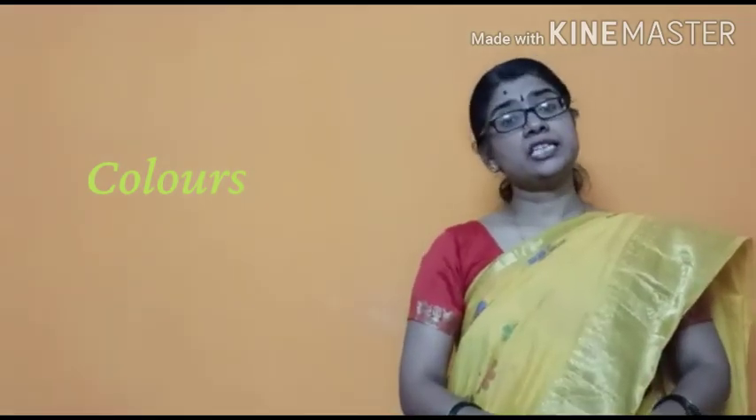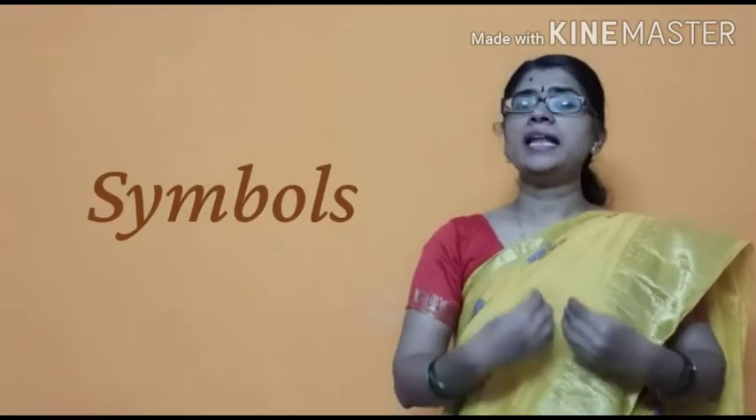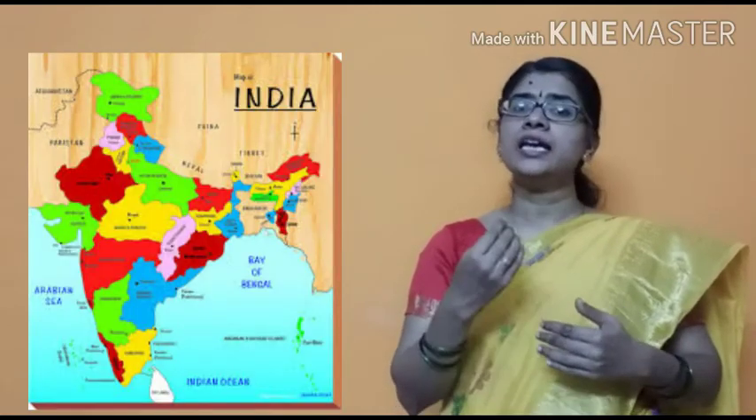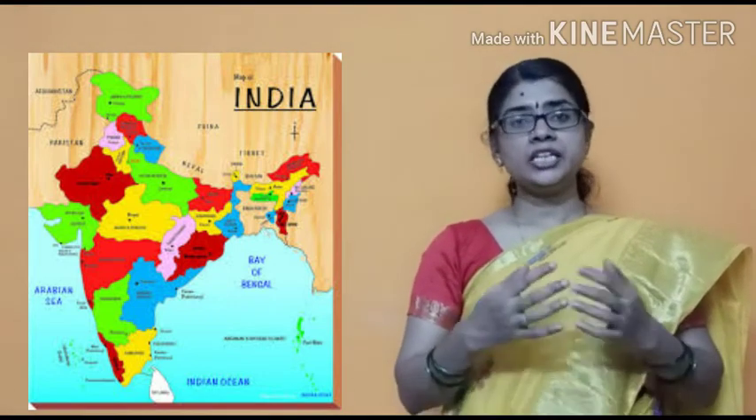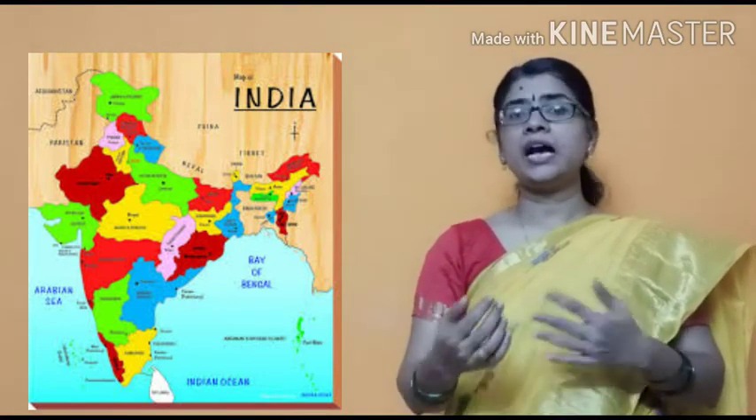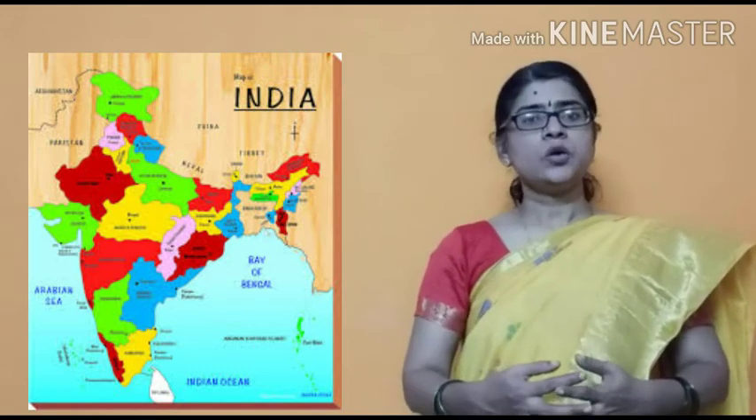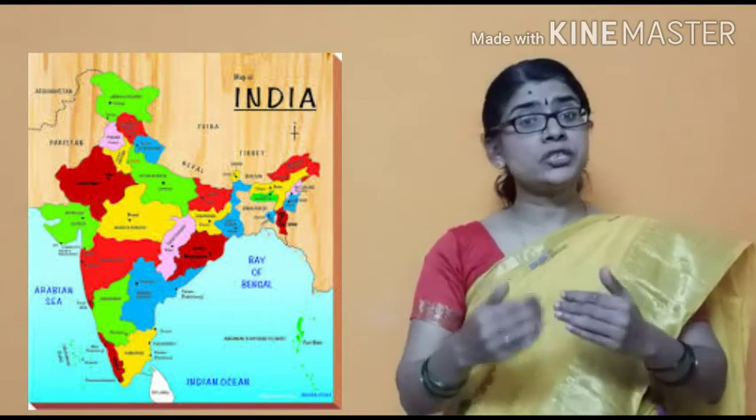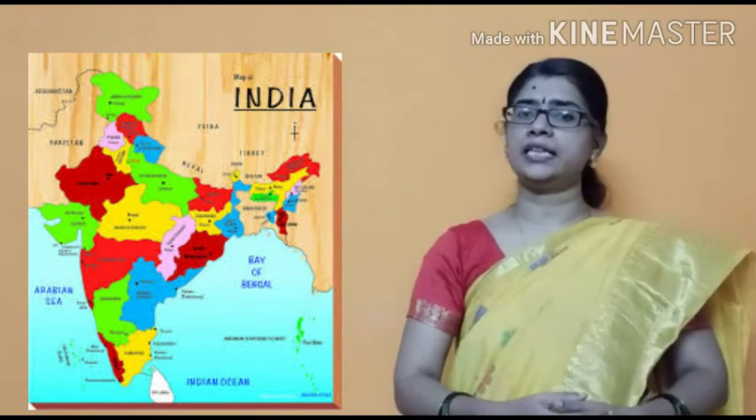Next, another important element is colors. Colors act as symbols, children. They also help us to understand the map easily. Each color has a particular meaning, or it shows a particular place. So, by seeing the color, you can understand which kind of feature is located in that area.